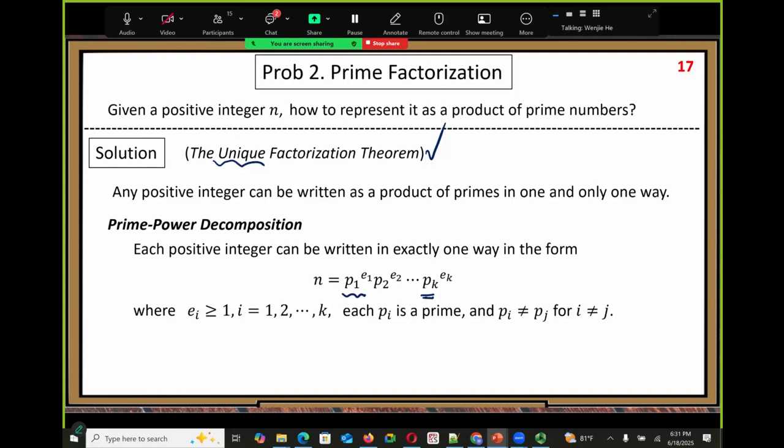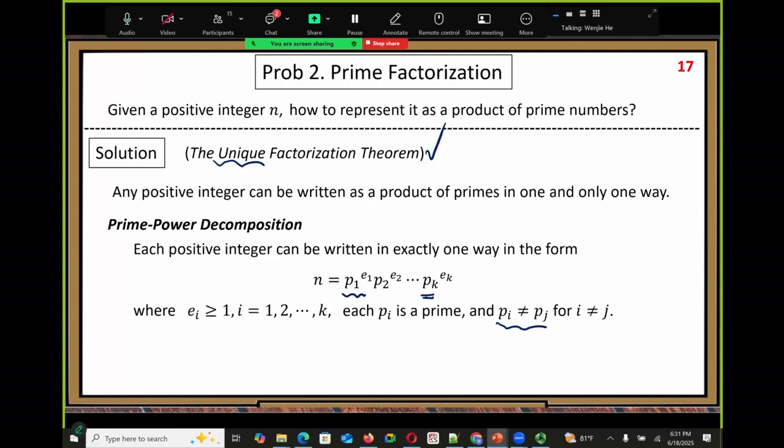Actually, the standard form we write in ascending order, although in this form we only require pi different from pj. So it's not necessarily in ascending order. In this theorem, it's not necessary in ascending order.